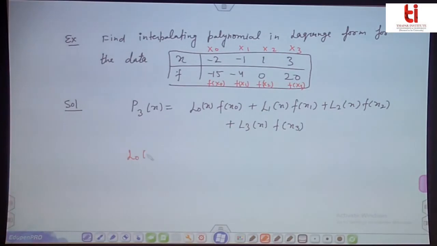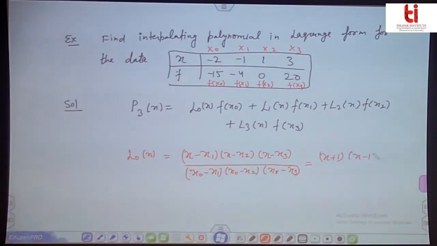Okay, what is L0(x)? For L0, x0 will not be in the numerator: x minus x1, x minus x2, x minus x3 over x0 minus x1, x0 minus x2, x0 minus x3. So x plus 1, x minus 1, x minus 3 over x0 minus x1, that is minus 2 plus 1, minus 2 minus 1, minus 2 minus 3. Okay, so the value of L0(x) is coming out to be minus 1 upon 15 times (x cube minus 3x square minus x plus 3).